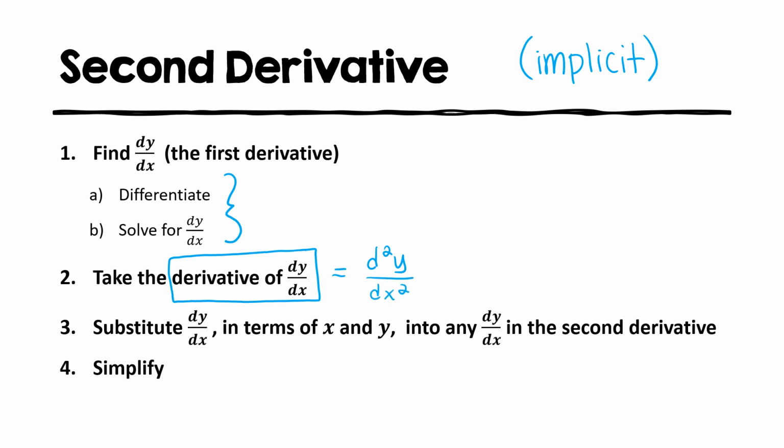But when we do this, we're going to end up with dy dx's inside of our second derivative, which is just a mess. We want our second derivative to only have x's and y's. Luckily, we know what dy dx is equal to in terms of x and y. And we're going to substitute that into any dy dx's in the second derivative. Then all that's left is to simplify.